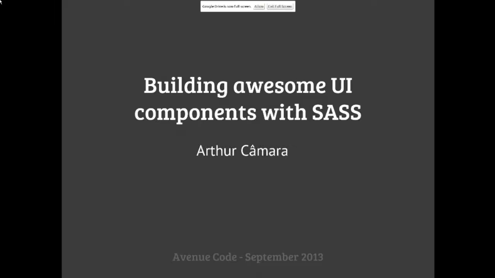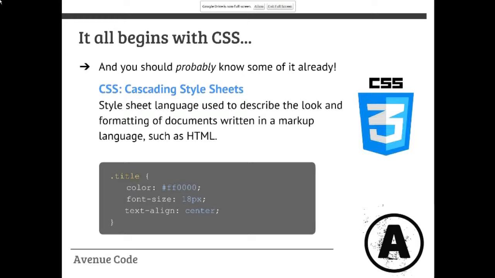My name is Arthur. I'm a UI engineer here at Avenue Code, and this talk is about building awesome UI components with Sass. For those of you who don't know what Sass is, I'm talking about style sheets. Style sheets are related to CSS, and I guess you're familiar with CSS, right? CSS is a style sheet language used to describe the look and formatting of documents, such as HTML.